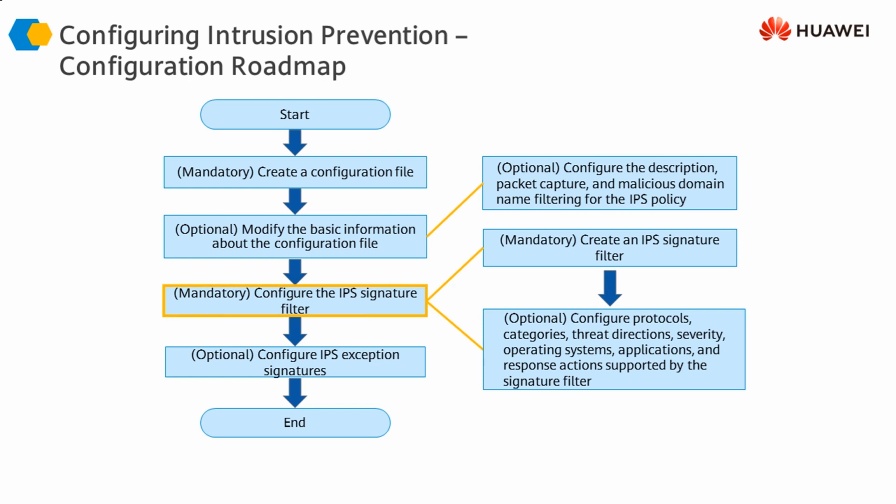The mandatory and most important part of this configuration is to configure the IPS signature filter within the profile. This is required. When creating this, we can include signatures based on protocols, categories, threat direction, severity, operating system, and so on, all the properties we looked at in the last slide. We can optionally add an exception signature as well. Once all this is done and we associate this IPS profile to the policy, our configuration is done.